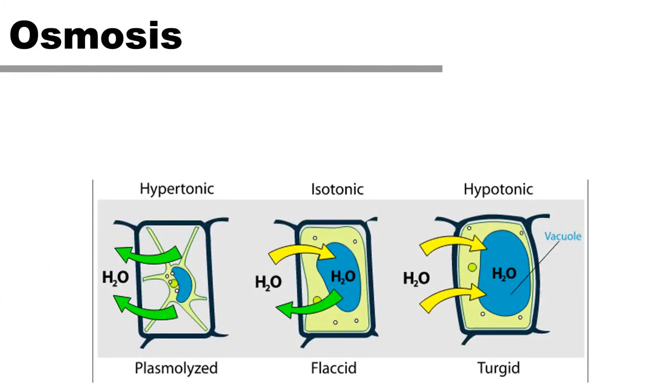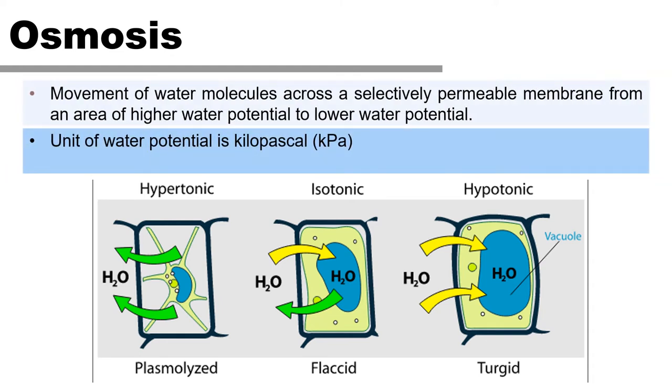Osmosis involves the movement of water molecules across a selectively permeable membrane from an area of higher water potential to lower water potential. The unit of water potential is the kilopascal, kPa.